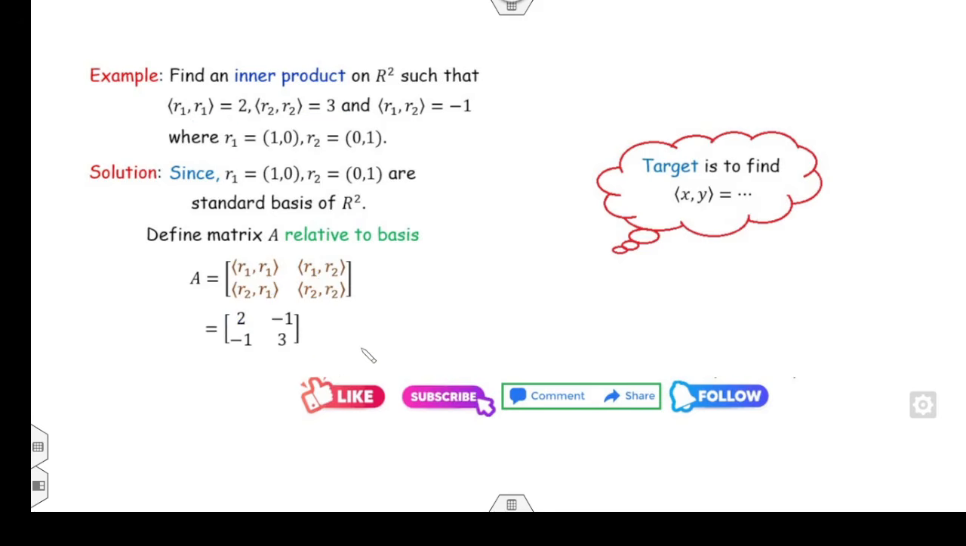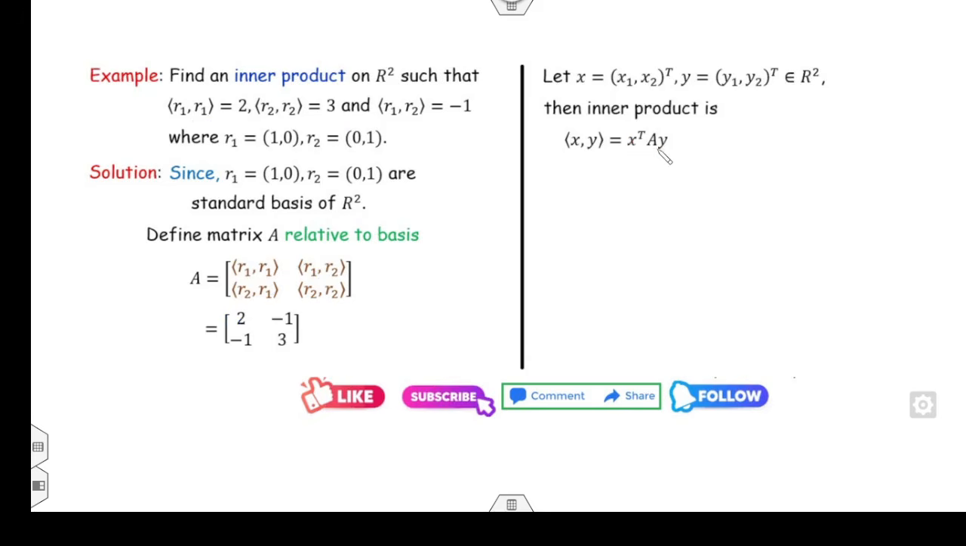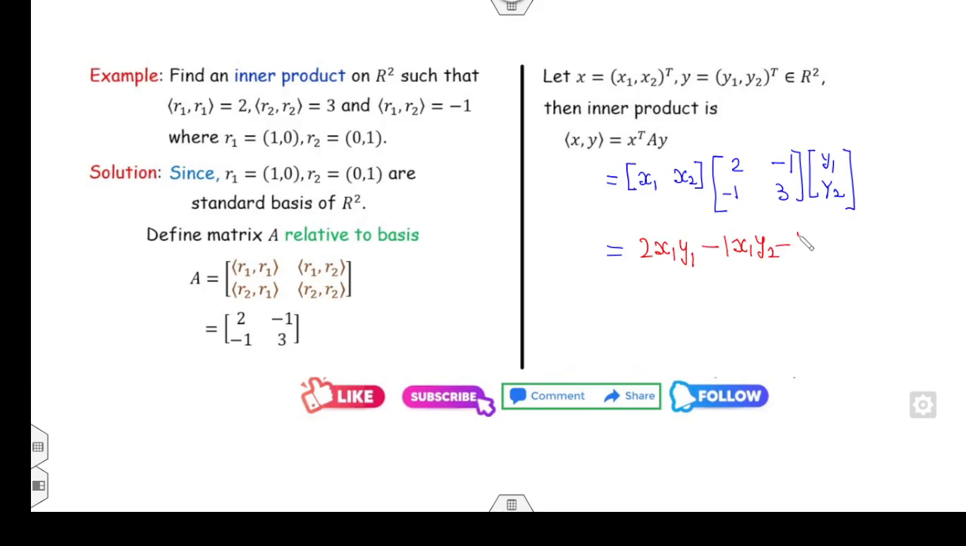Therefore, the inner product is x transpose A y. I can substitute the value of x: that is x1, x2. The matrix A will be 2, minus 1, minus 1, 3, and the value of y will be y1, y2. Now you can multiply them and get the result. So your target will be 2 x1 y1 minus 1 x1 y2 minus 1 x2 y1 and 3 x2 y2.